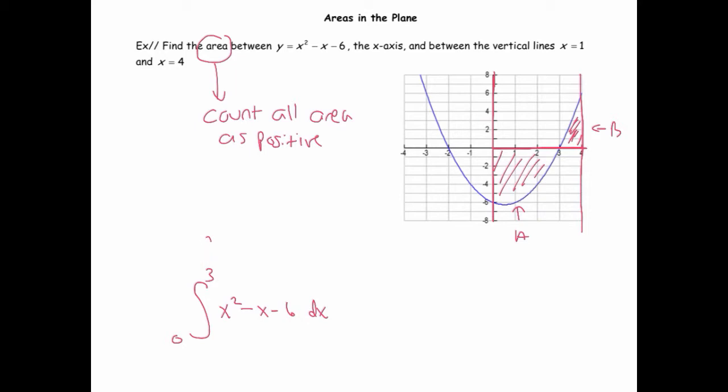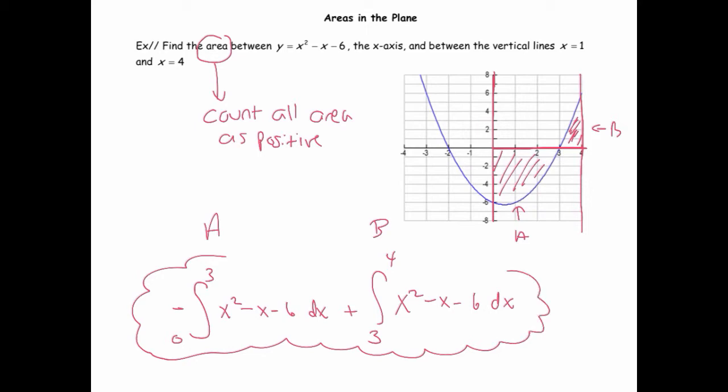So I'm going to want to negate that. And now it's positive. And then I'm going to add that to the integral from 3 to 4, or area B, which is, again, under the same curve. All right, and there we have it. So this was a pretty basic, simple example, but just the style of this problem is what you're going to see in the next few examples. But again, make sure you adjust to count all areas positive.